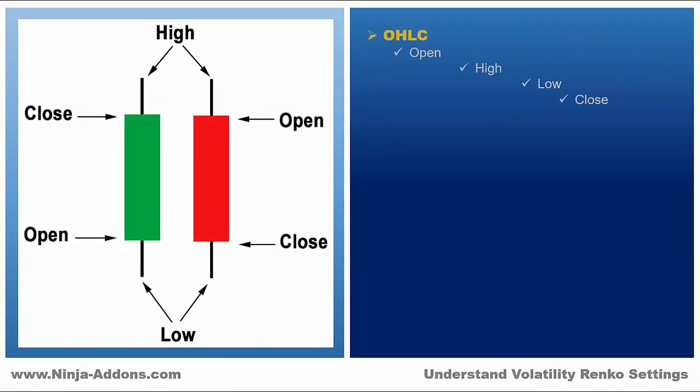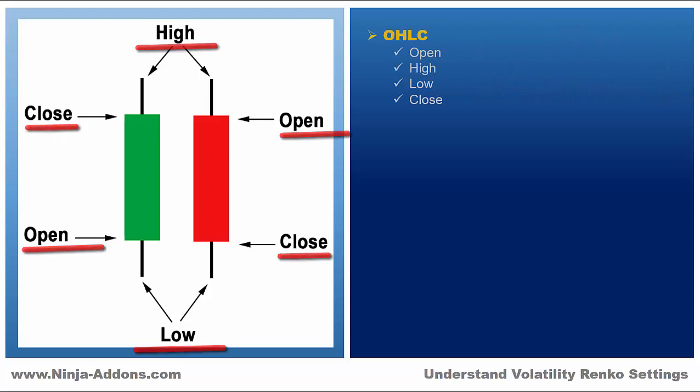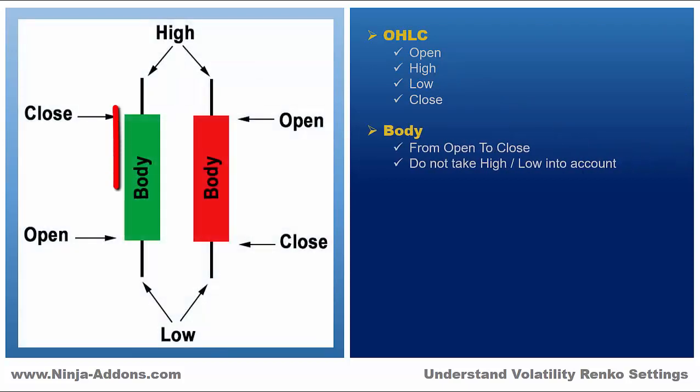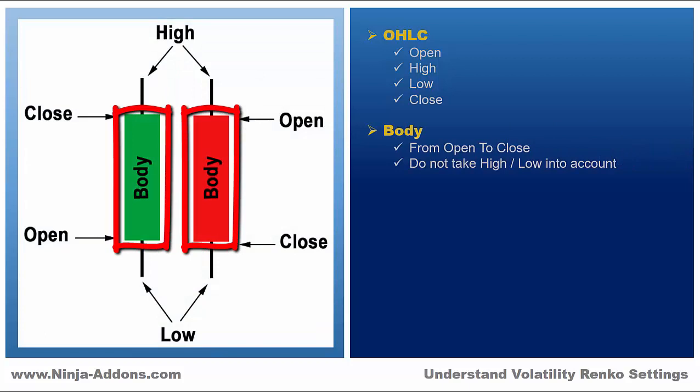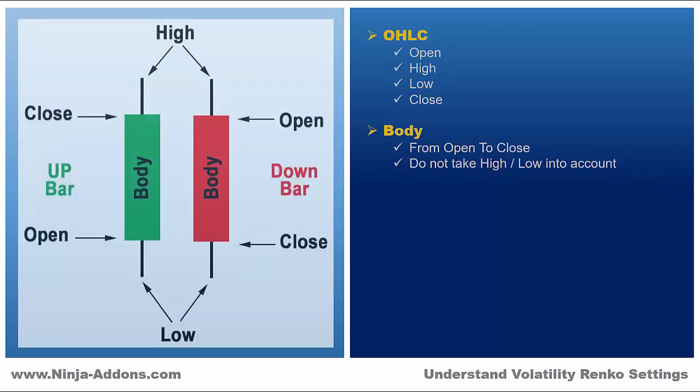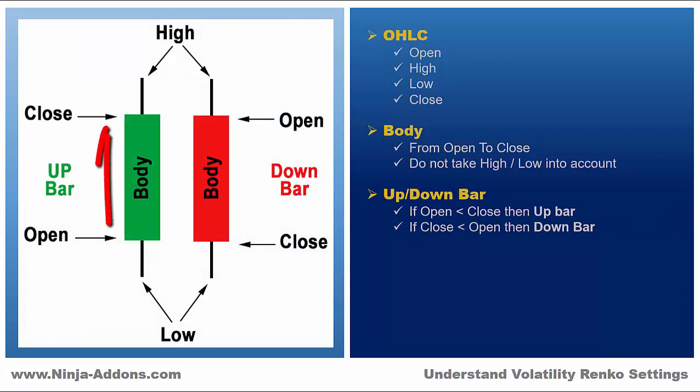So the first one is the OHLC, which means it's the opening, high, low, and closing prices. Next is the body of a bar, which is from the opening price to the closing price. We do not count the high and low prices. Next, when the close is above the open, it is a long bar or an up bar in green. And when the close is below the open, it is a short bar or a down bar in red.